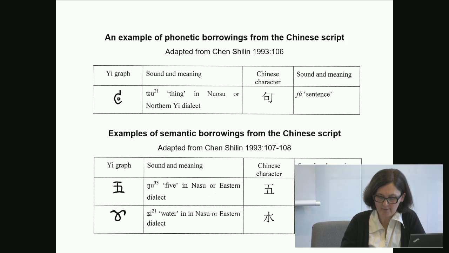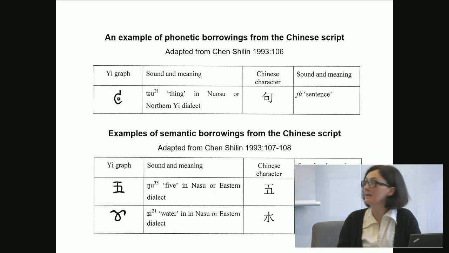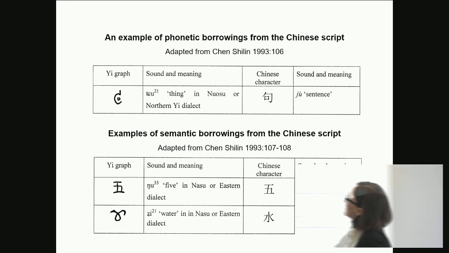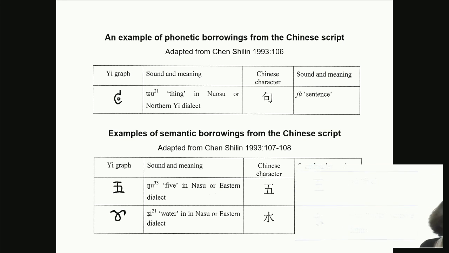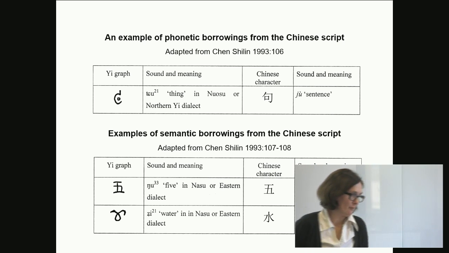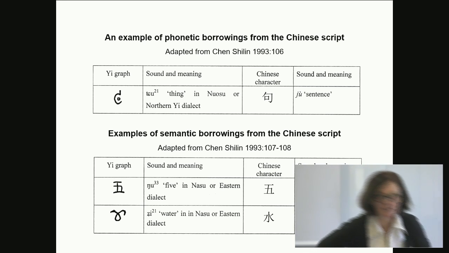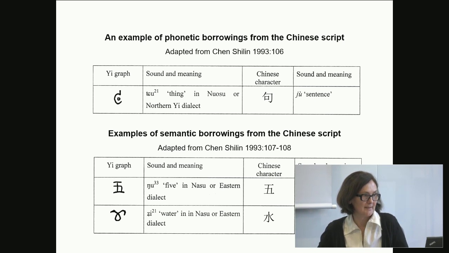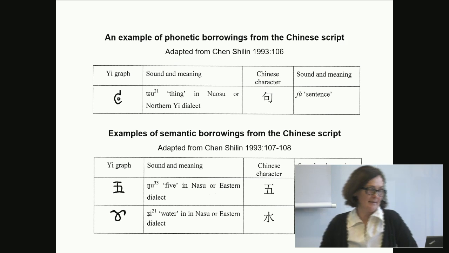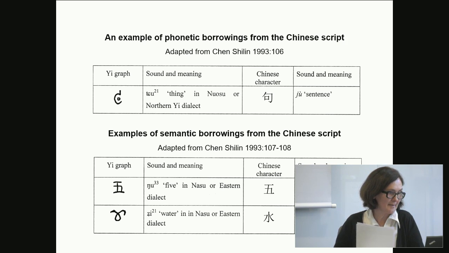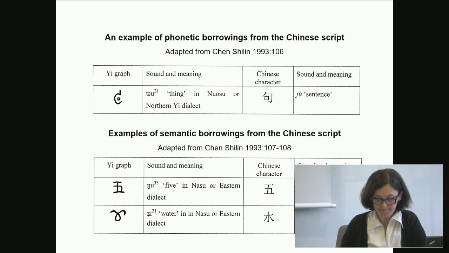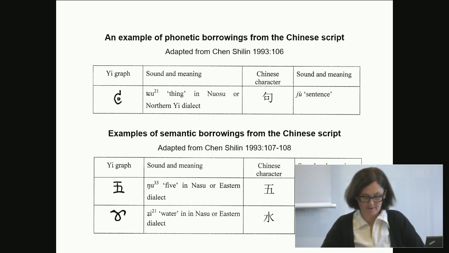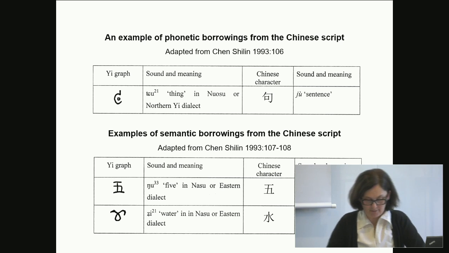An example found in the Nasu script by Chen Shilin is presented here, and as you can see, the form of the Yi graph is not exactly the same as the form of its Chinese counterpart, but the sounds of those two graphs are similar. So possibly this graph was borrowed from a Chinese script.